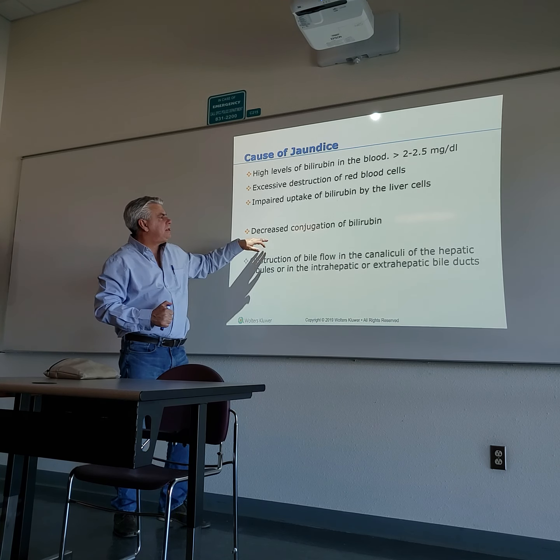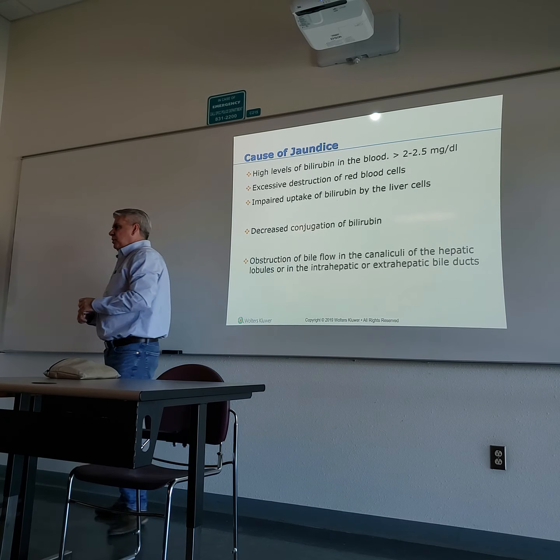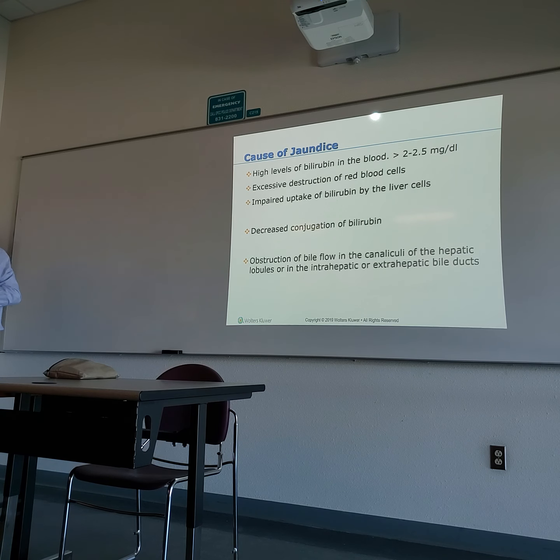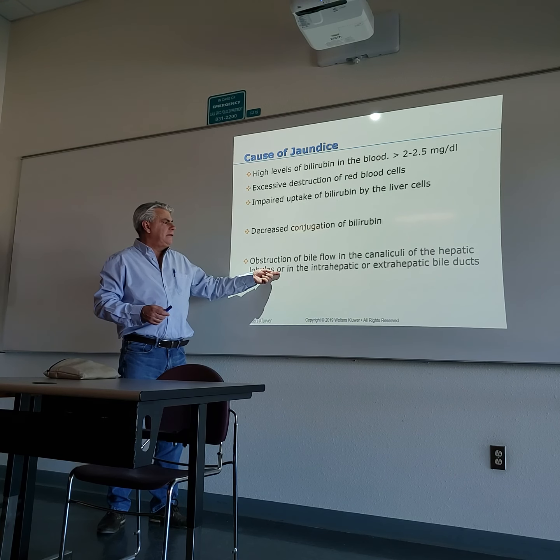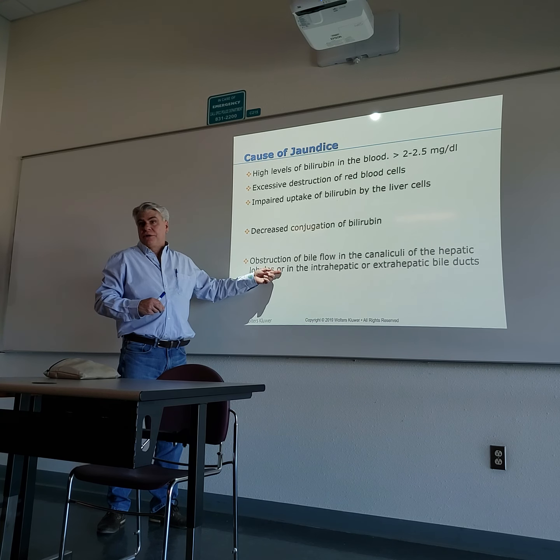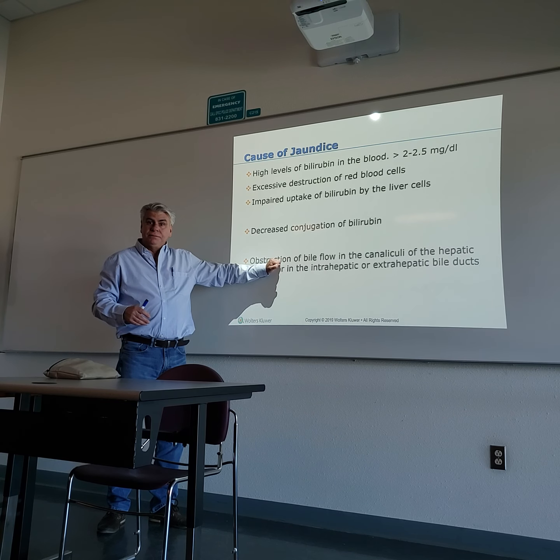So, decreased conjugation of bilirubin, I'll talk about this one in a minute, and obstruction of bile flow in the canaliculi of the hepatic lobes, or in the intrahepatic or extrahepatic bile ducts. This is just going to be what?